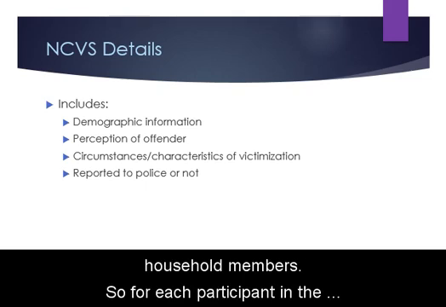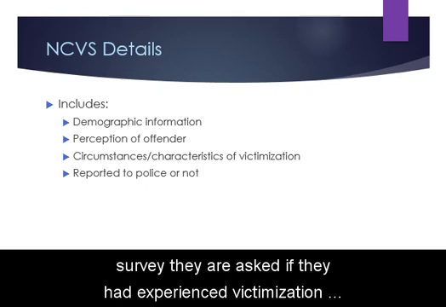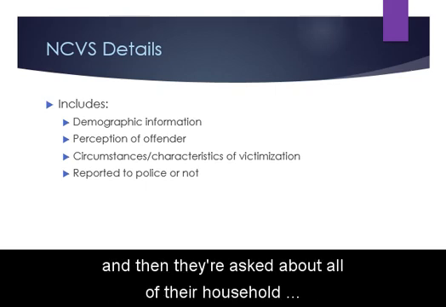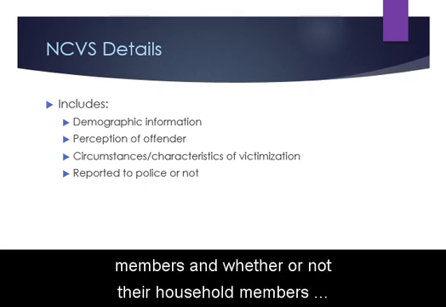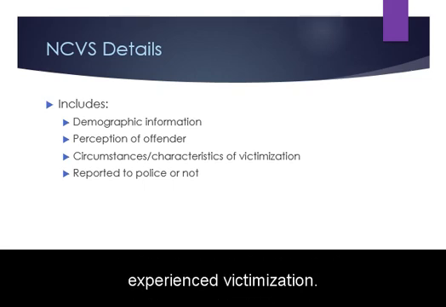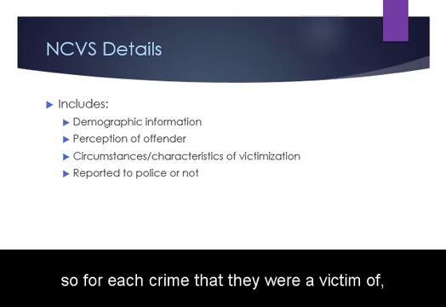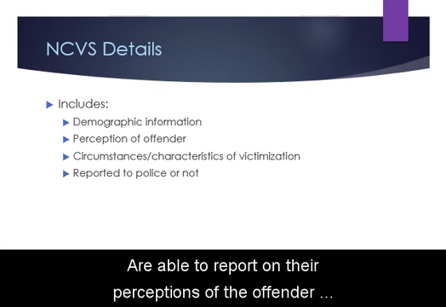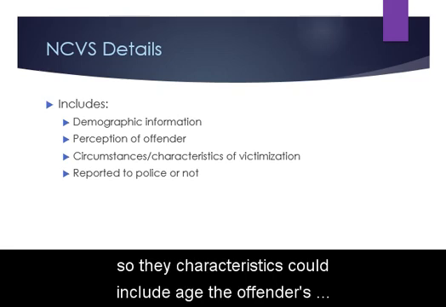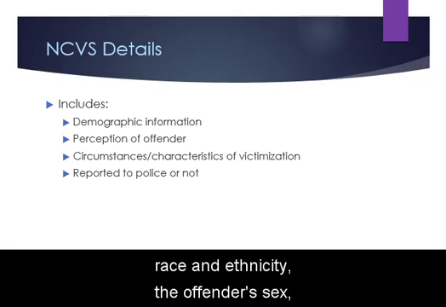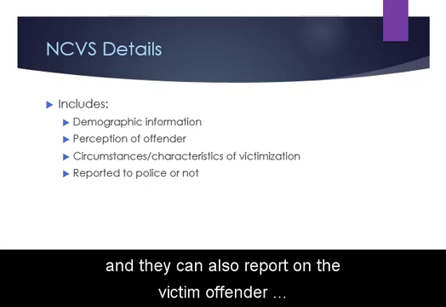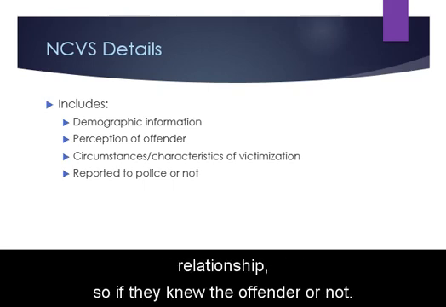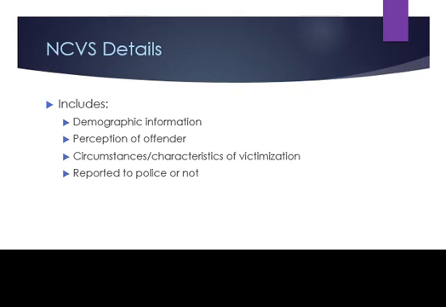For each participant in the survey, they are asked if they had experienced victimization, and then they're asked about all of their household members and whether or not their household members experienced a victimization. For each victimization experience, so for each crime that they were a victim of, they are able to report on their perceptions of the offender. The characteristics could include age, the offender's race and ethnicity, the offender's sex, and they can also report on the victim-offender relationship, so if they knew the offender or not.